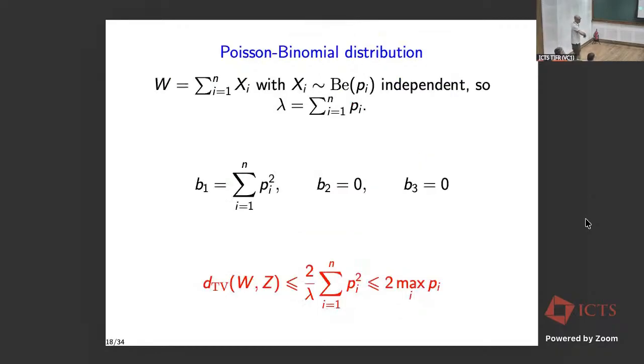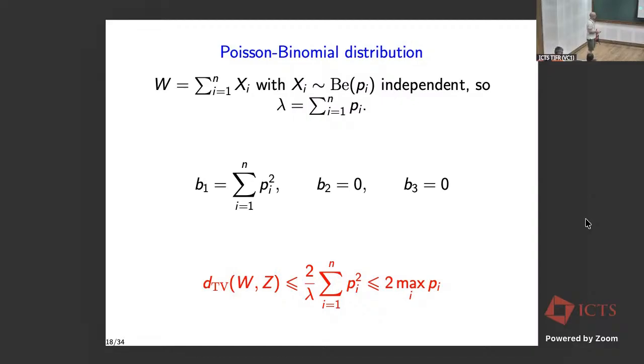So let's apply this first for the easiest case, for the sums of independent random variables, where we have x_i independent. Each one of them is Bernoulli(p_i), and lambda is the sum of the p_i's. That's what's called a Poisson binomial distribution. So B1, you just evaluate that. That's just the sum of the p_i squared. B2 and B3 are just 0 because there's no dependence at all. And so you get this upper bound.